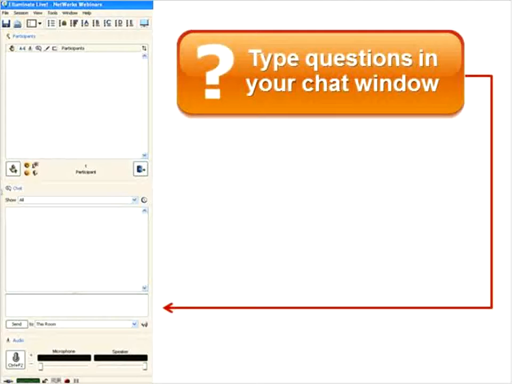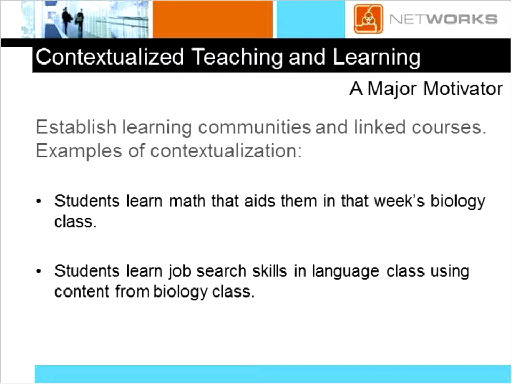Okay, thank you. So a couple more things before I turn it over to John, who is going to talk about challenges in a little while. I wanted to talk about one common element to a lot of Bridge programs, and that is contextualized teaching and learning, and for us, the major motivator. Let me back up just a little bit. A lot of what Bridge programs do is they establish learning communities where a cohort of students goes through at the same time taking 2 or 3 classes together, and linked courses, which means that the content of 2 courses is combined together.